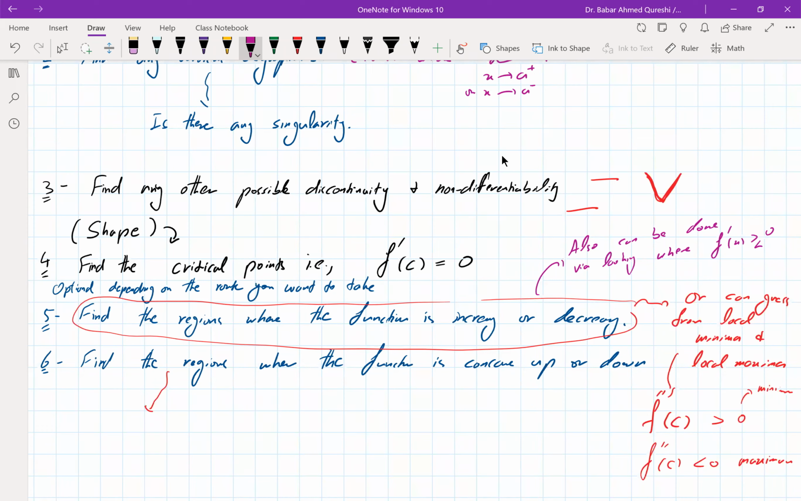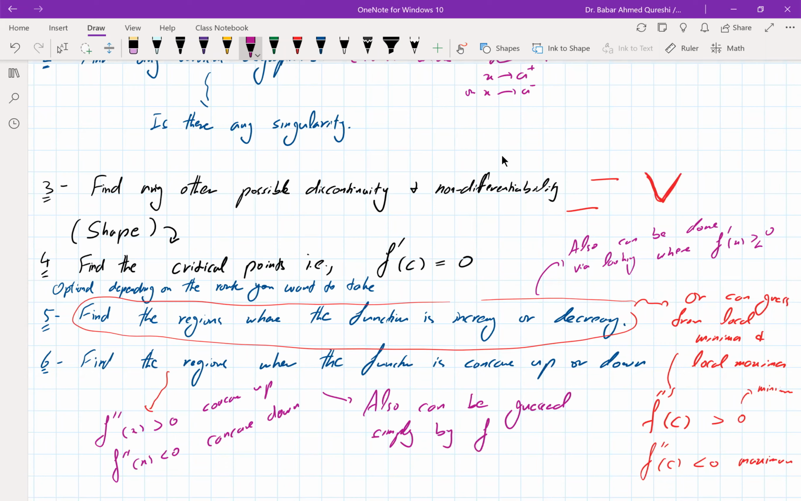Similarly, these regions can be found by computing the second derivative. If this is greater than zero, then it is concave up, and if this is less than zero, then it is concave down. But this can also be guessed simply by putting this equal to zero.